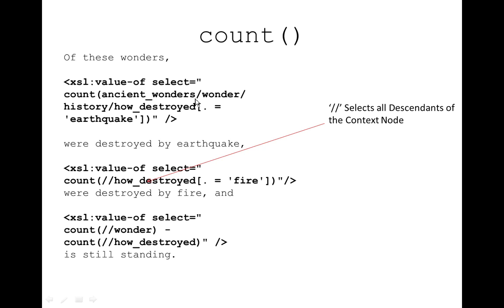And if so, it's going to grab it, and as it's going through these, it's going to count them. So it's counting basically all the ancient wonders that were destroyed by an earthquake. So say we have 20 ancient wonders. I forget how many we have. I think it's more like 7 or 8. But say we have 20 of them, and it counts all 20, but it only finds that 4 of them were equal to earthquake. It's going to give back the number 4. So in this case, it would say 4 were destroyed by earthquake.